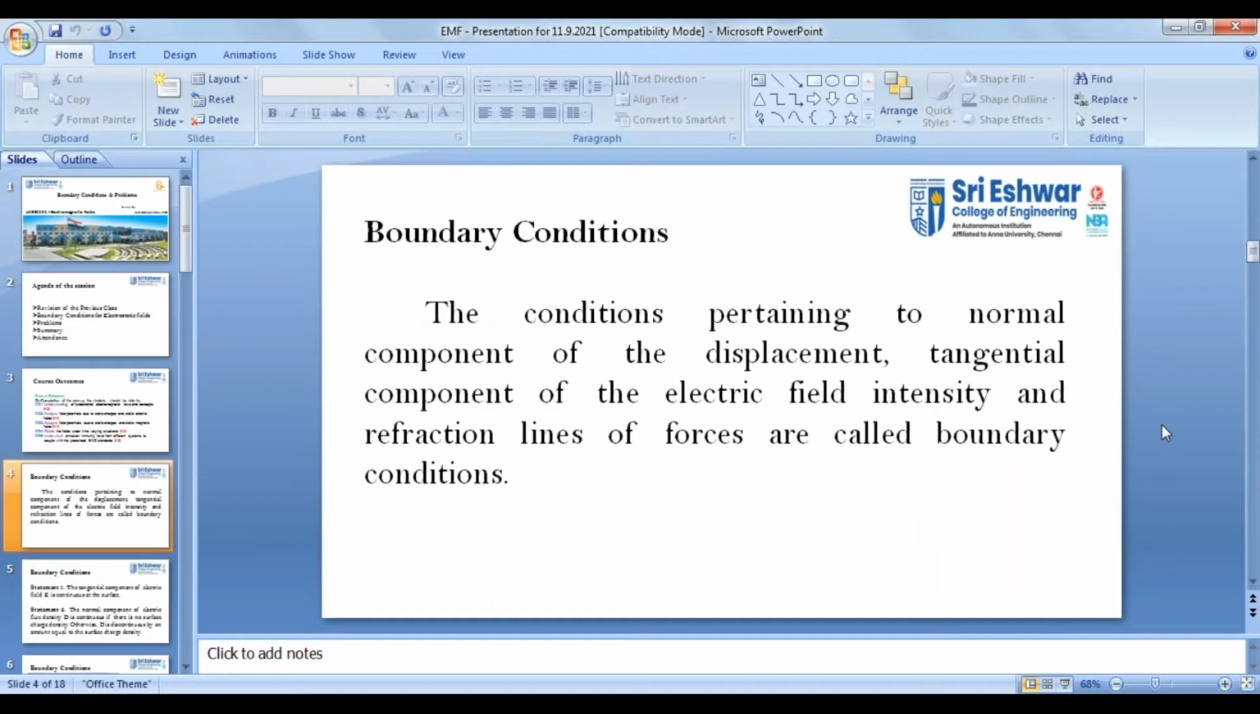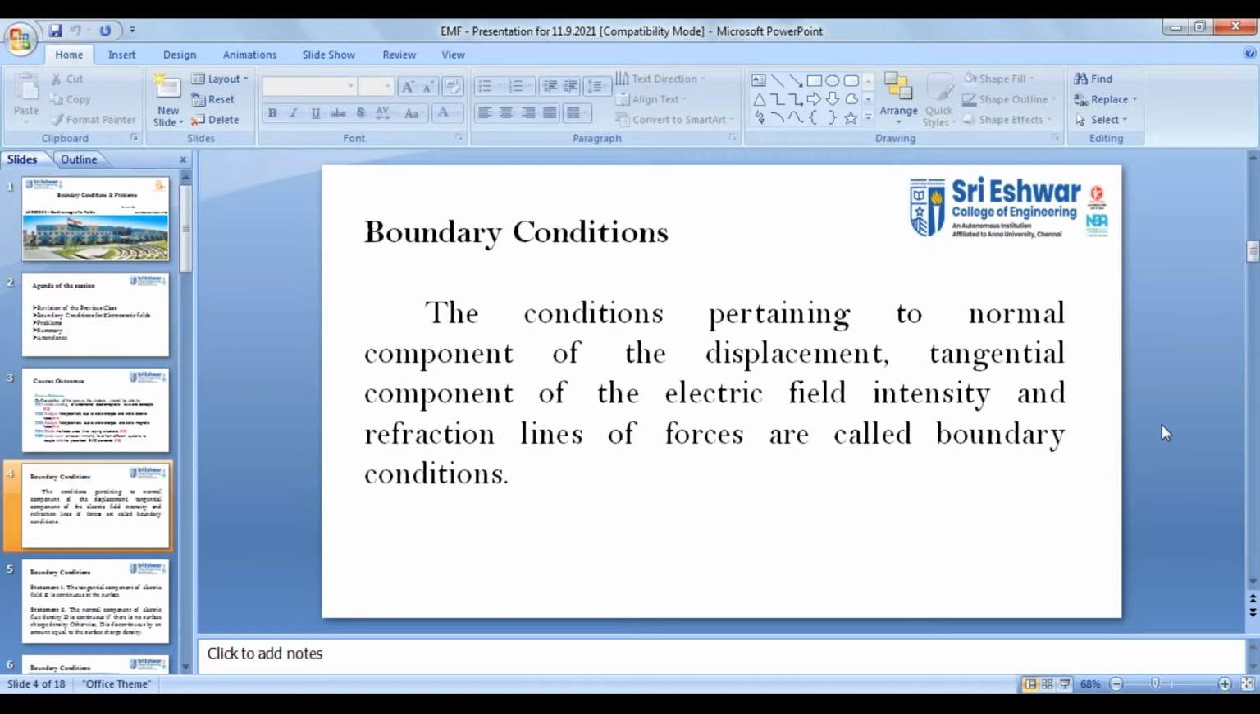Okay. Now we will go into the session of today, boundary conditions. First, this particular answer is the answer for the first question, that is, what is meant by boundary conditions generally. As far as electric field is concerned, how to define boundary conditions. Now the answer is, boundary conditions are the conditions pertaining to the normal component of the displacement, comma, tangential component of the electric field intensity and refraction of lines of force.